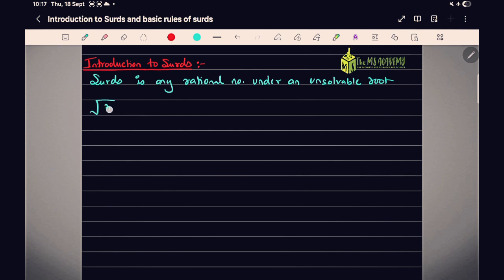For example, root 3. Now, root 3 is an irrational number, which is the first criterion, and it is under an unsolvable root. That is, by normal algebraic methods, you cannot find the value of root 3. So, root 3 is a surd. Okay, root 5 is a surd. Root 4, which can be solved and written as 2, is a rational number.